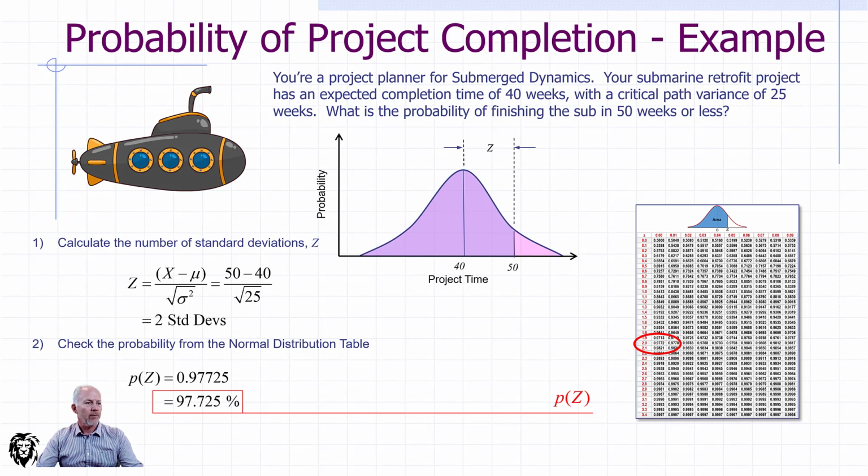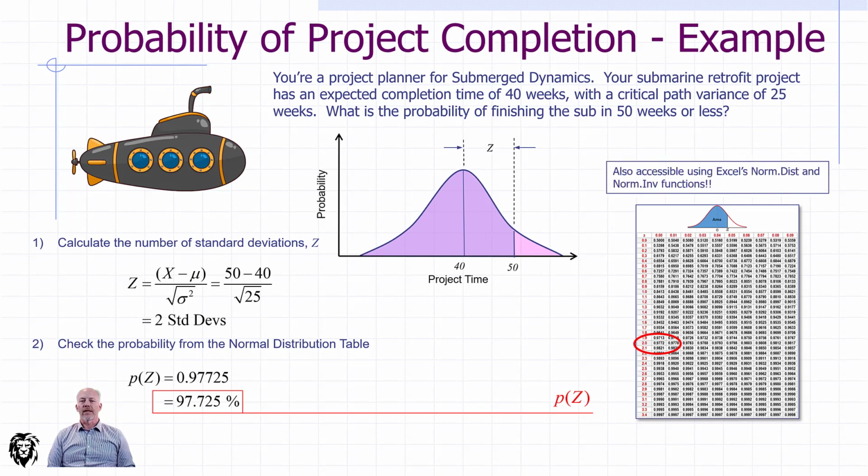We could zoom right in and we could see that looking up z in this column of 2.0, we get a value of 97.725%, which is to say that it is 97.725% likely that we will be finished this project by the 50-week mark. Now, I show it using a distribution table, which is always helpful to get our head around it, but certainly all of these formulas and distribution tables are built into formulas in Excel. So we can certainly draw the number out in Excel as well.